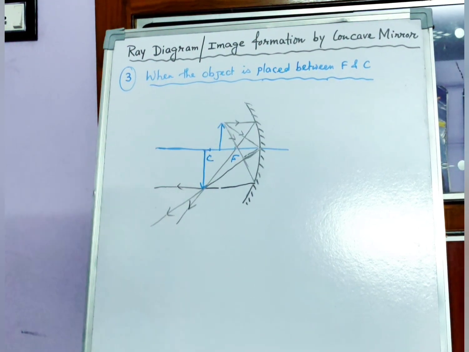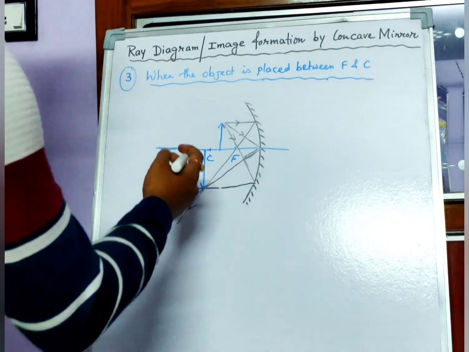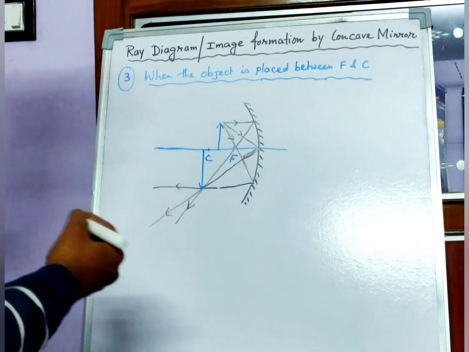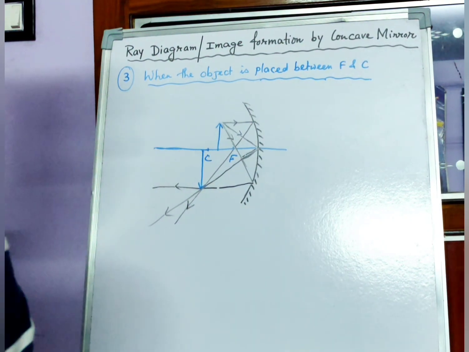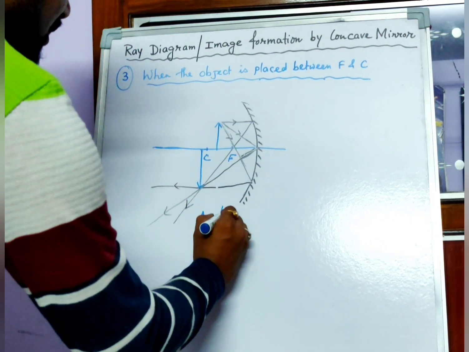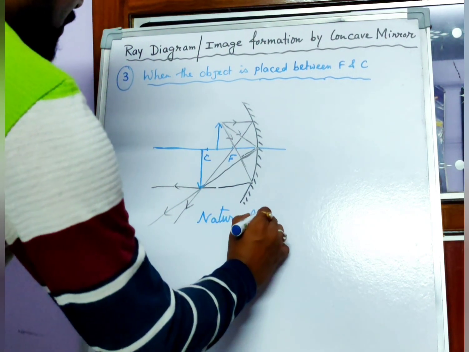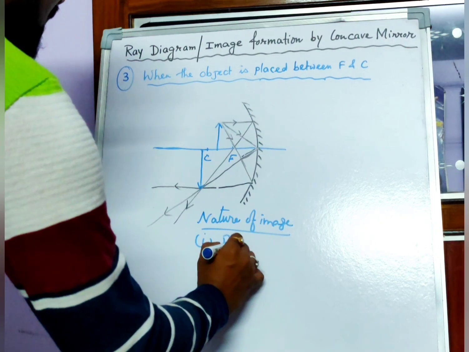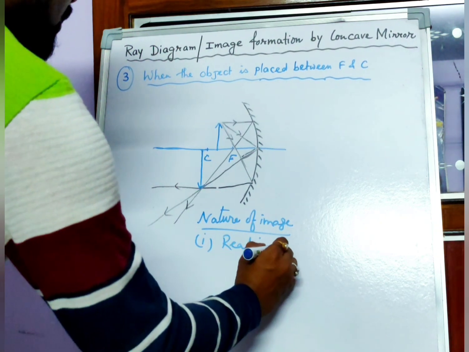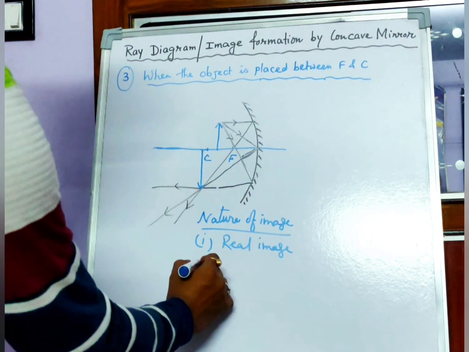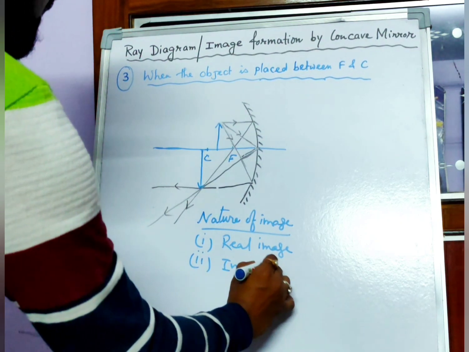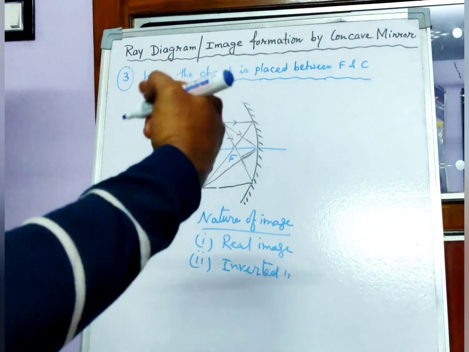So here you need to remember that when the object is placed between focus and center of curvature, what is the nature of the image? As all the rays actually meet in front of the mirror, it is called a real image. Next, the image is upside down, that's why it is also called an inverted image. Any image, whenever it is real, will definitely be inverted.